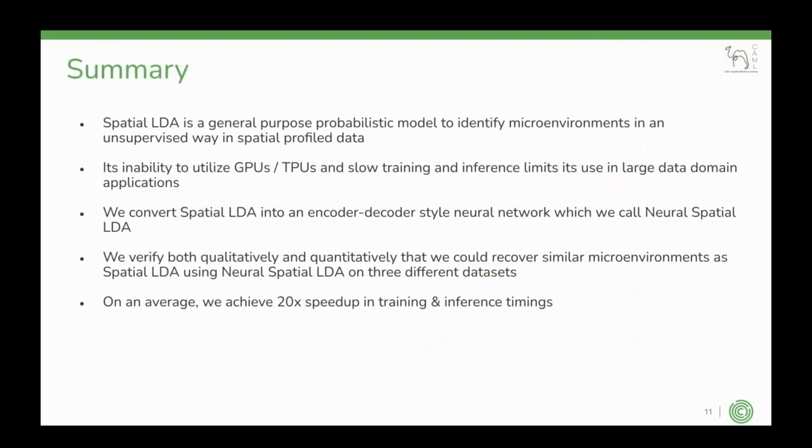In summary, spatial LDA is a general-purpose probabilistic model to identify microenvironments in an unsupervised way in spatially profiled data. Its inability to utilize GPUs or TPUs and its slow training and inference limit its use in large data applications. We convert spatial LDA into an encoder-decoder style network, which we call neural spatial LDA. We verify both qualitatively and quantitatively that we could recover similar microenvironments as spatial LDA using neural spatial LDA on 3 different datasets. On average, we achieve a 20x speedup in training and inference timings.